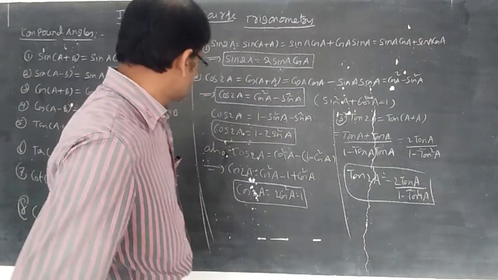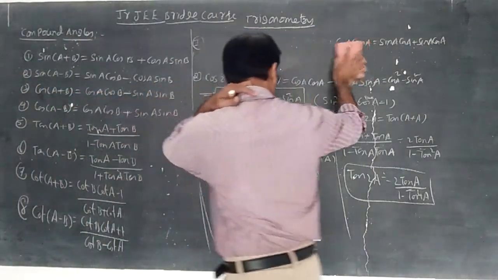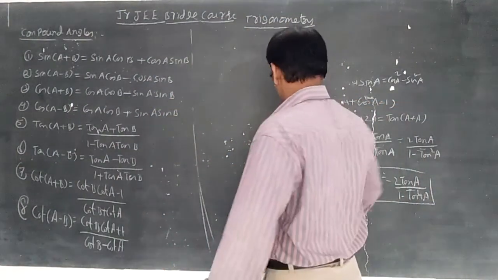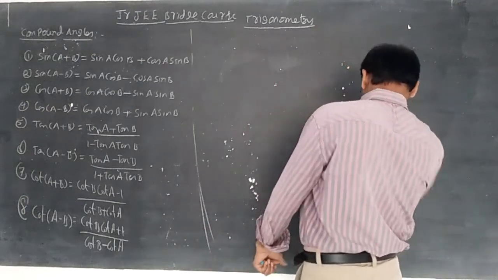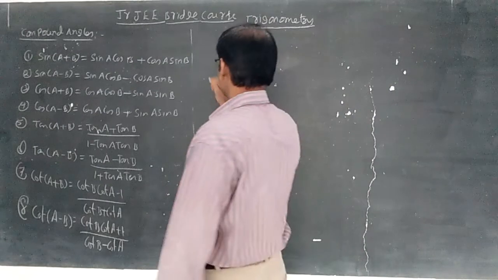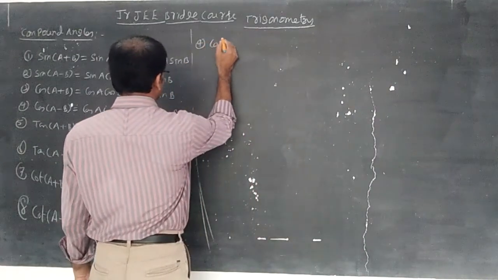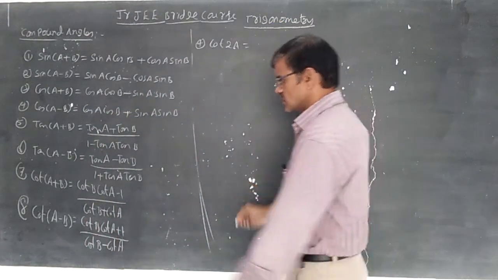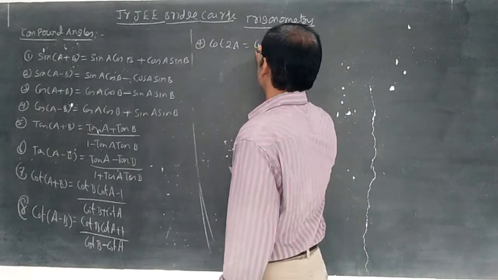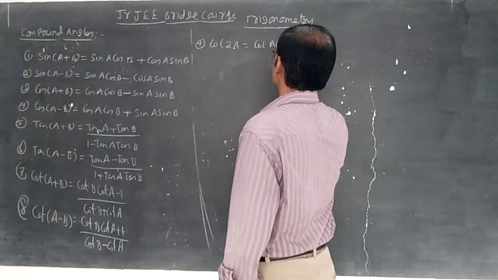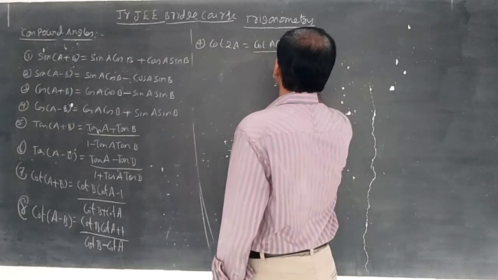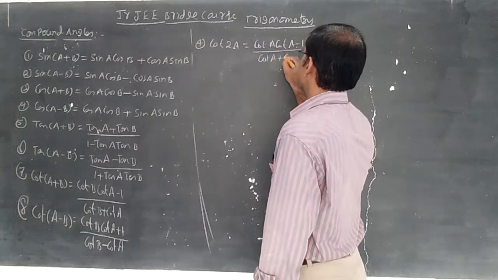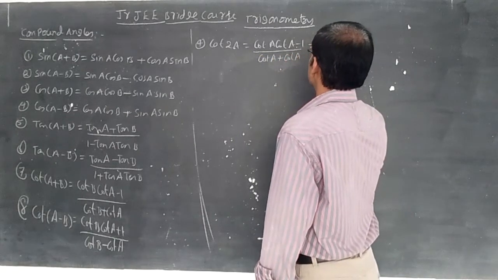Now we can discuss cot 2a also. Three formulae are completed. Let us discuss the fourth formula, which depends upon compound angles. Cot 2a is equal to, using the cot of a plus b formula, cot b cot a minus 1 by cot b plus cot a. Now you write cot a cot a minus 1 by cot a plus cot a.